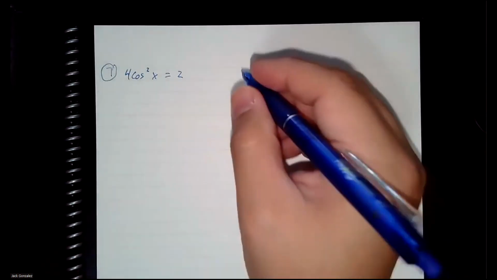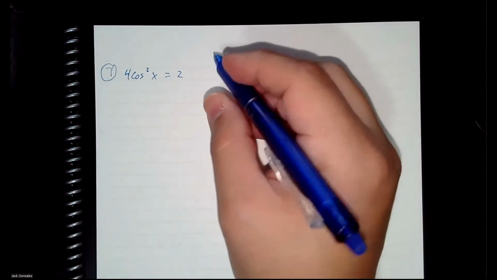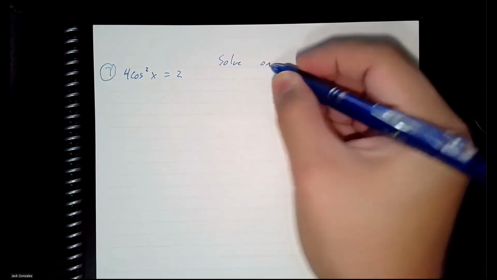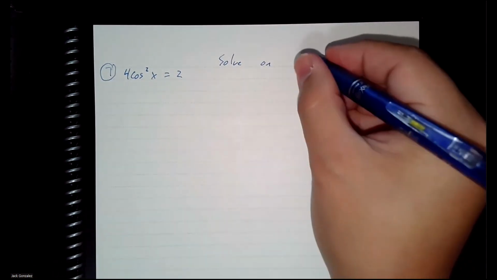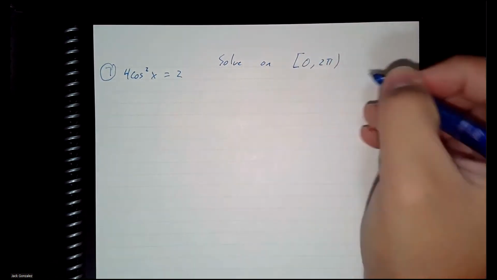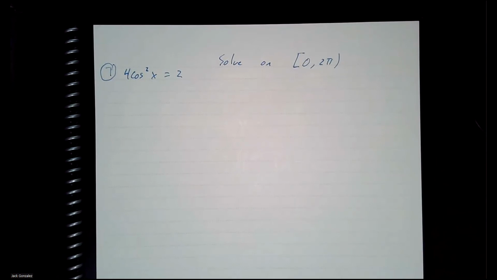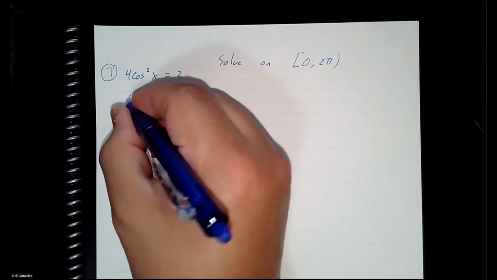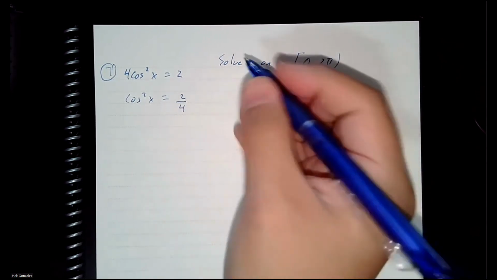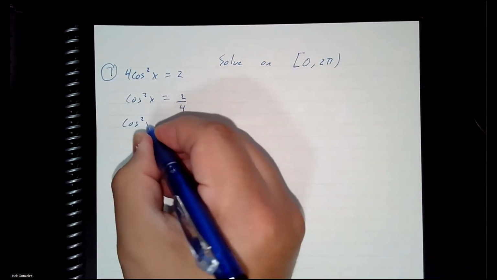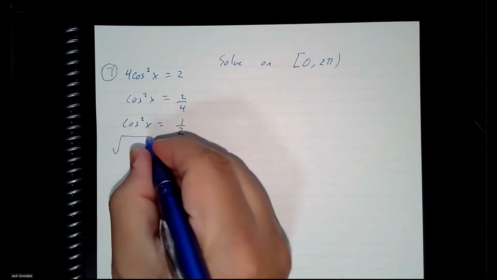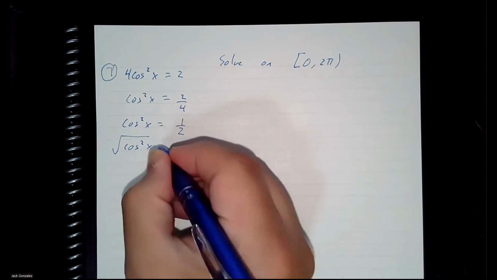Okay, number 7. Well, I guess number 7 and 8 are the same question. Solve on one period, 0 to 2 pi. So divide by 4, that gets us to here. That reduces. Square root both sides. That'll give you the plus or minus part.